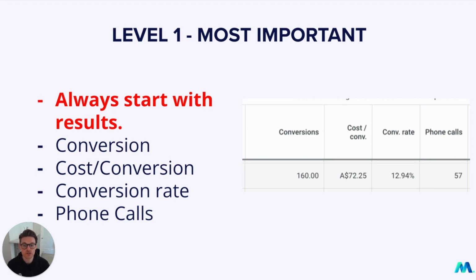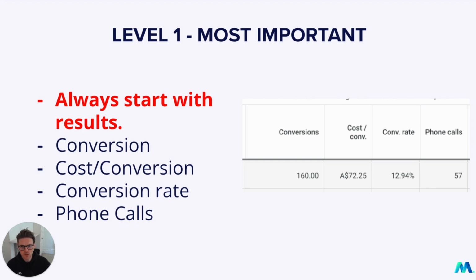It could be conversions, cost per conversion, conversion rate, phone calls. Even with e-commerce, it would be revenue, e-commerce conversion rate, and then return on ad spend. We're just going to go with the lead generation example. So always start with results, because these are what set the benchmarks of your account. But the benchmarks will also be established by, one, what your internal goals are, and two, what the actual data in the account and the industry is allowing you to set.